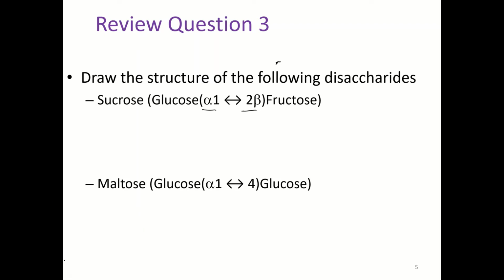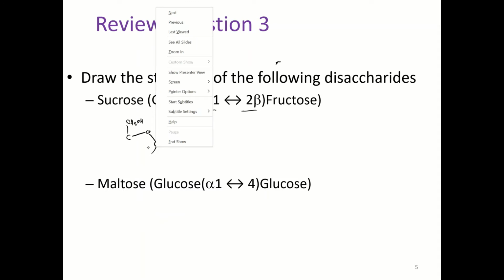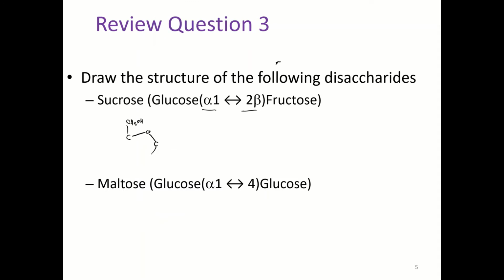Okay, so first let's draw a glucose. Okay, a glucose, again, starting at carbon 6 would be CH2OH above the ring. C5 is going to be connected to an oxygen that goes to carbon 1, and then carbon 1 goes to carbon 2, 3, 4, and 5. Okay.